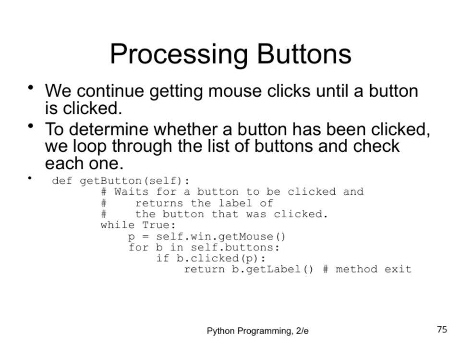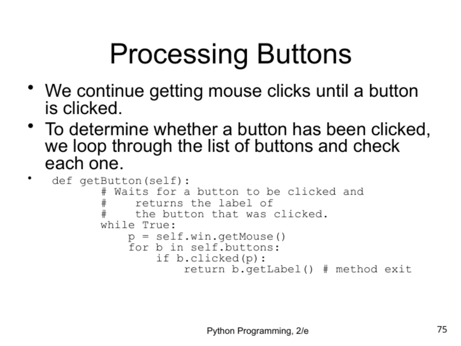So, what we're doing here is continuously checking for mouse clicks until a button is actually clicked. The idea is to keep looping, waiting patiently for the user to interact. To determine if a button has been clicked, we go through our list of buttons one by one and check each one individually. In the code, there's a method called getButton, which essentially waits for a mouse click event. When a click occurs, it captures the position with getMouse. Then, it scans through all the buttons to see if the click was inside any of them. If it finds a button that was clicked, it immediately returns the label of that button. This way, we know exactly which button the user pressed, and we can respond accordingly.